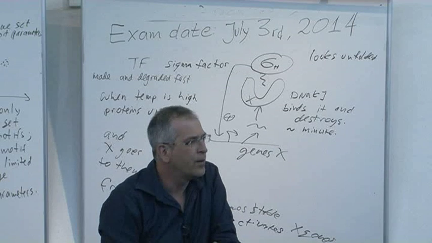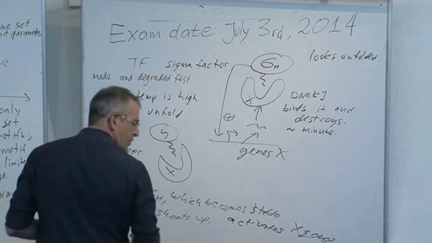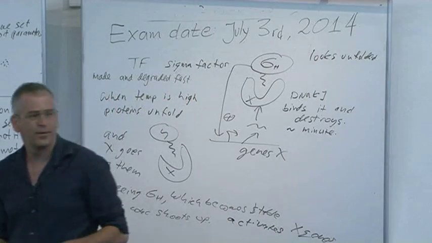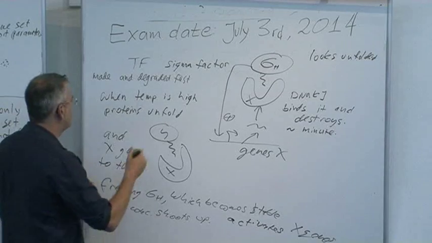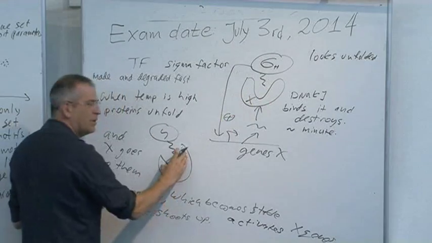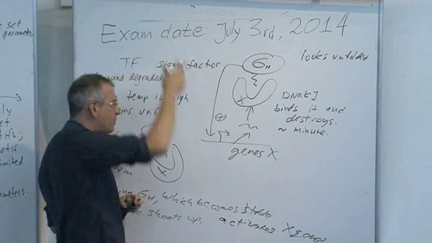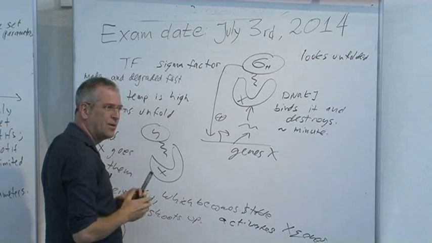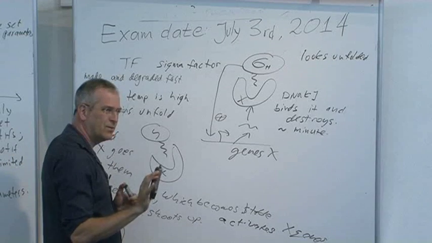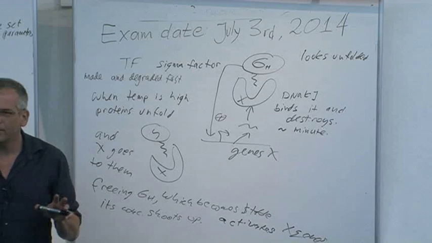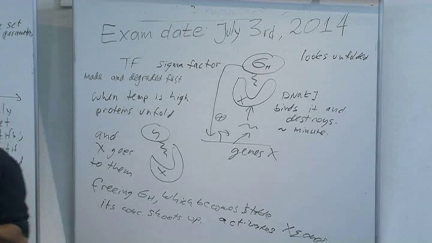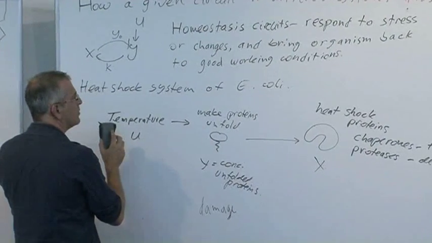So sigma is always made and X is always made, and only when they're not binding together is X produced more. Let me draw the dynamics. It will become more clear to you. The point is when there's unfolded proteins, X goes from here to here. Sigma H isn't degraded anymore, and its concentration goes up, making more X. Okay? That makes sense to you? I'll draw some graph of the dynamics.